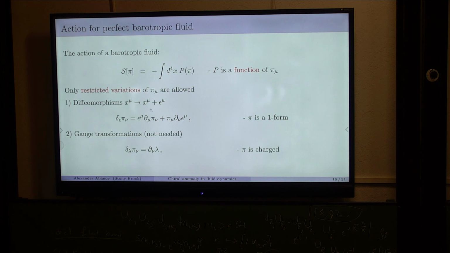And the diffeomorphisms. Another thing, which we will not need in this talk, are gauge transformations, when you shift pi by the derivative of some phase lambda. But we will not need this because it will come out for free.